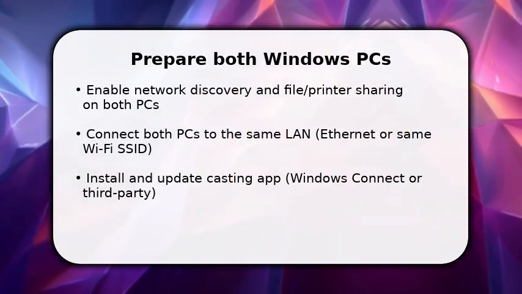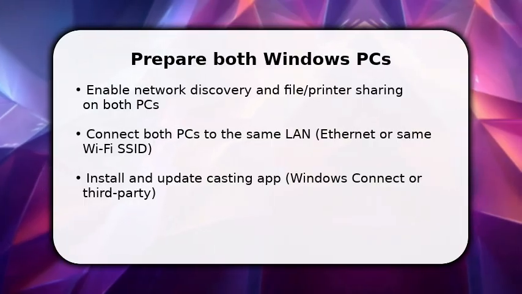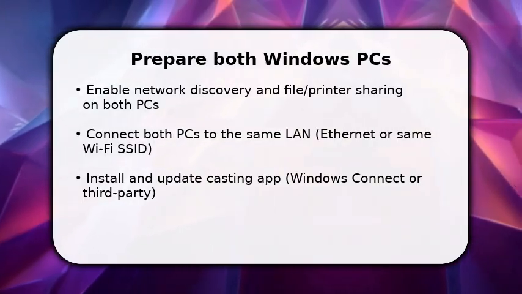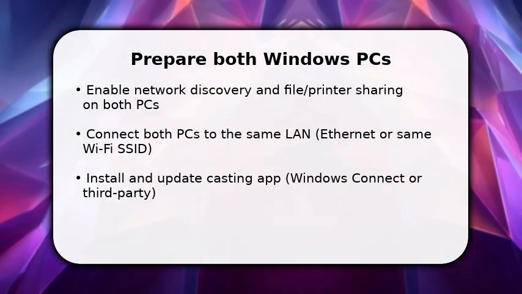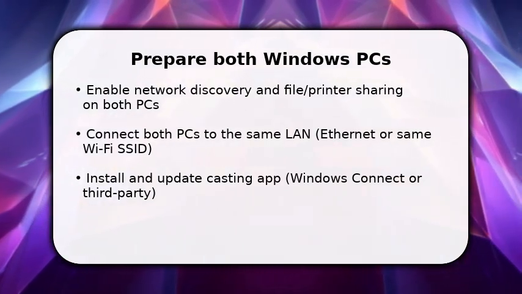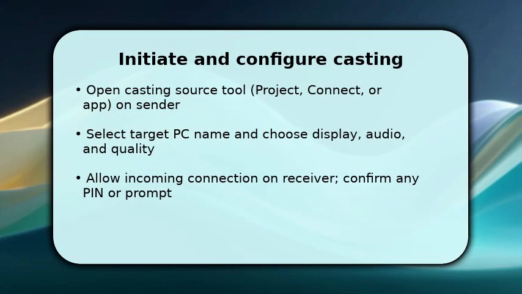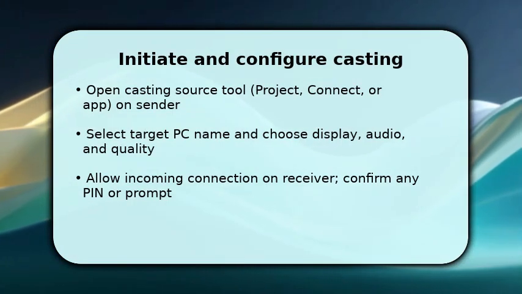Install or update the receiving app. Windows Connect for built-in Miracast support, or a trusted third-party casting server. After that, reboot or restart the apps, so services advertise themselves on the LAN. You now initiate the actual cast from the sending PC.